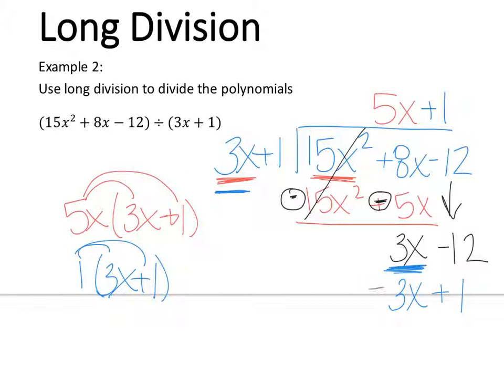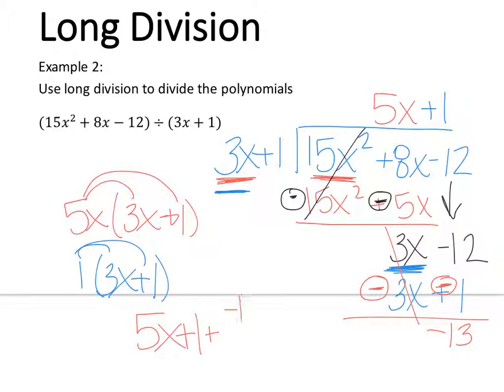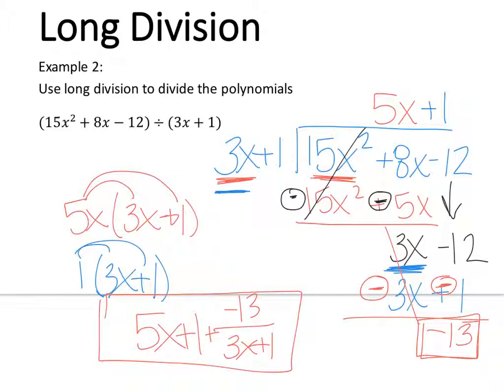Again, I'm subtracting, so I change every sign. 3x minus 3x cancels. Negative 12 minus 1 is negative 13. There's no way, shape, or form to get 3x to look like negative 13. So my answer is 5x plus 1 plus negative 13 all over 3x plus 1. So again, you take your remainder and put it on top of your divisor. And that is how you do long division.